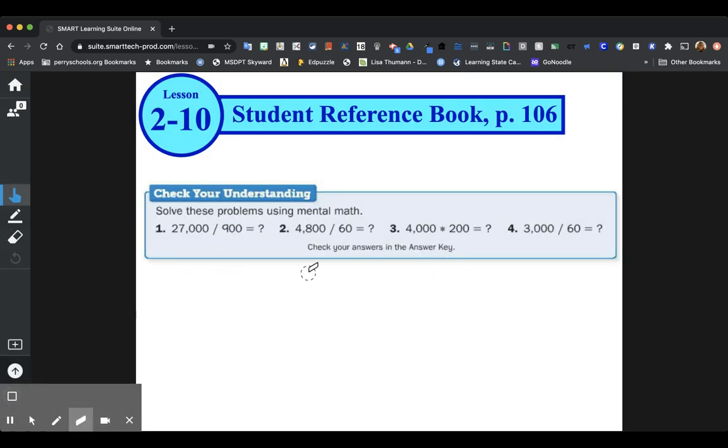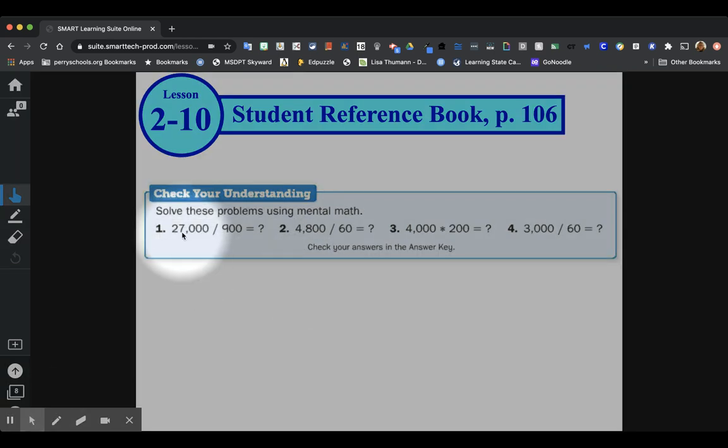There we go. So at the bottom of 106, they do have more examples for you to try. You've got 27,000 divided by 900, 4,800 divided by 60, 4,000 times 200, and 3,000 divided by 60. And there is an answer key in the SRB. So this would be a great opportunity, if you want to check your understanding, to pause the video, try this, and then look at the SRB online and check your answers with that.